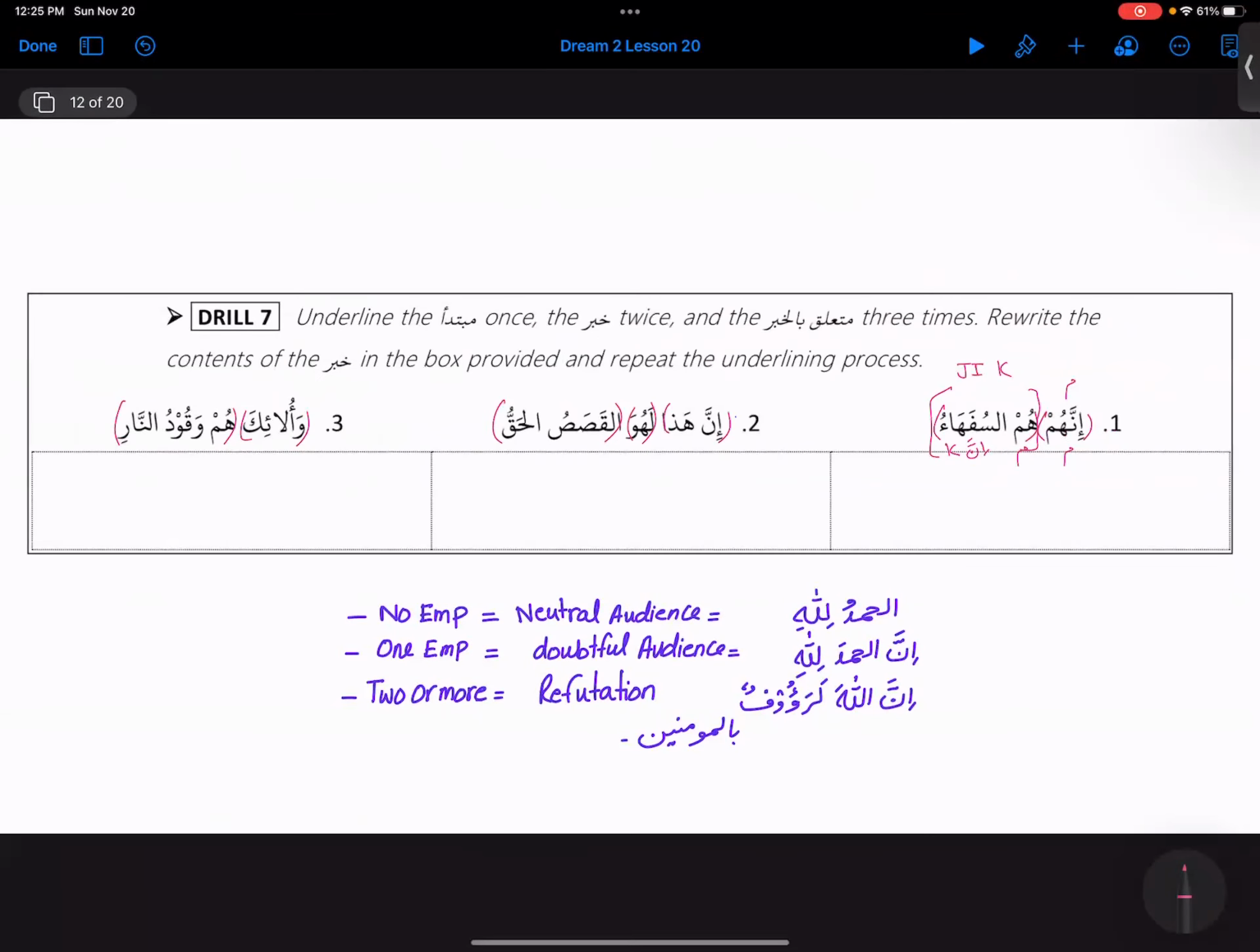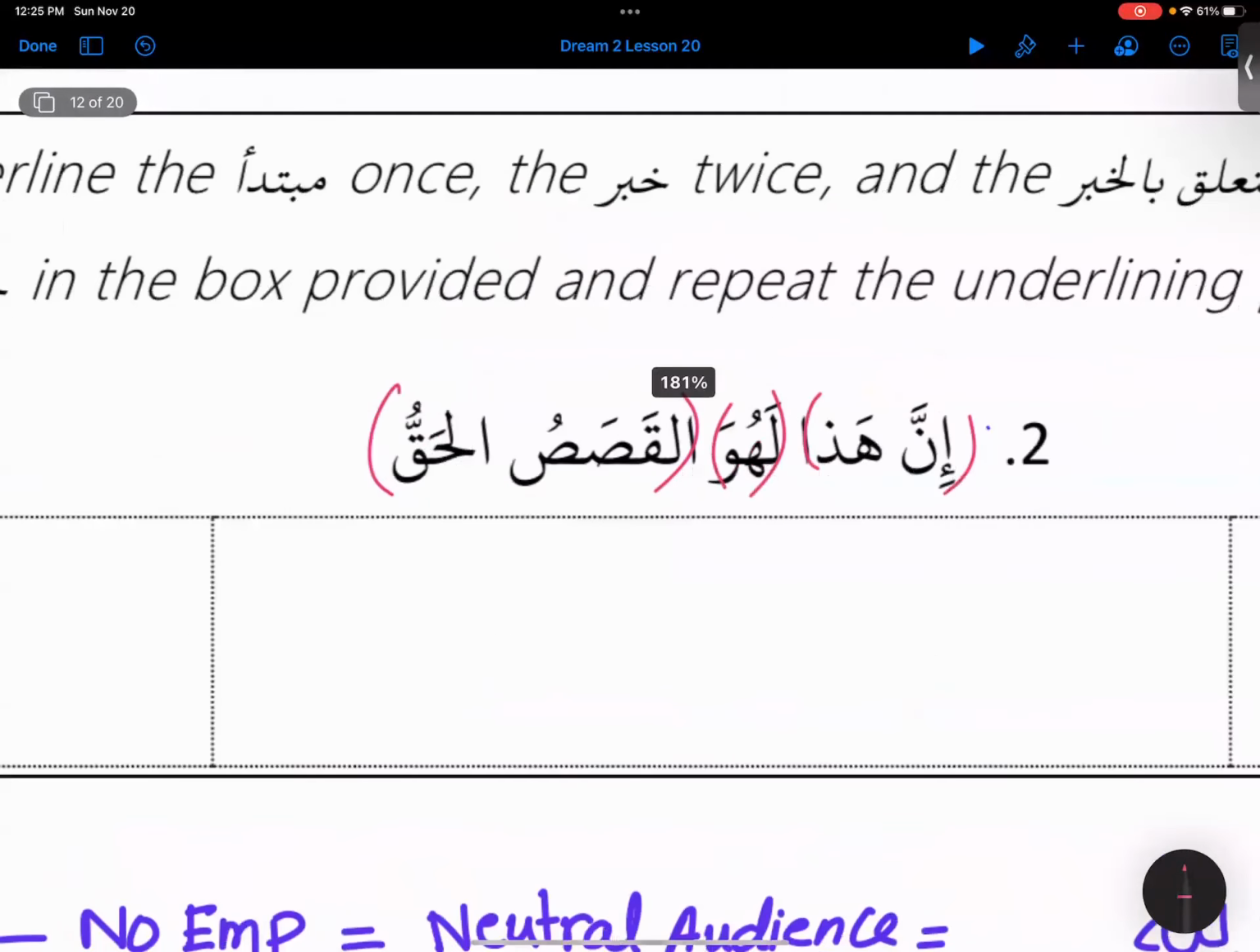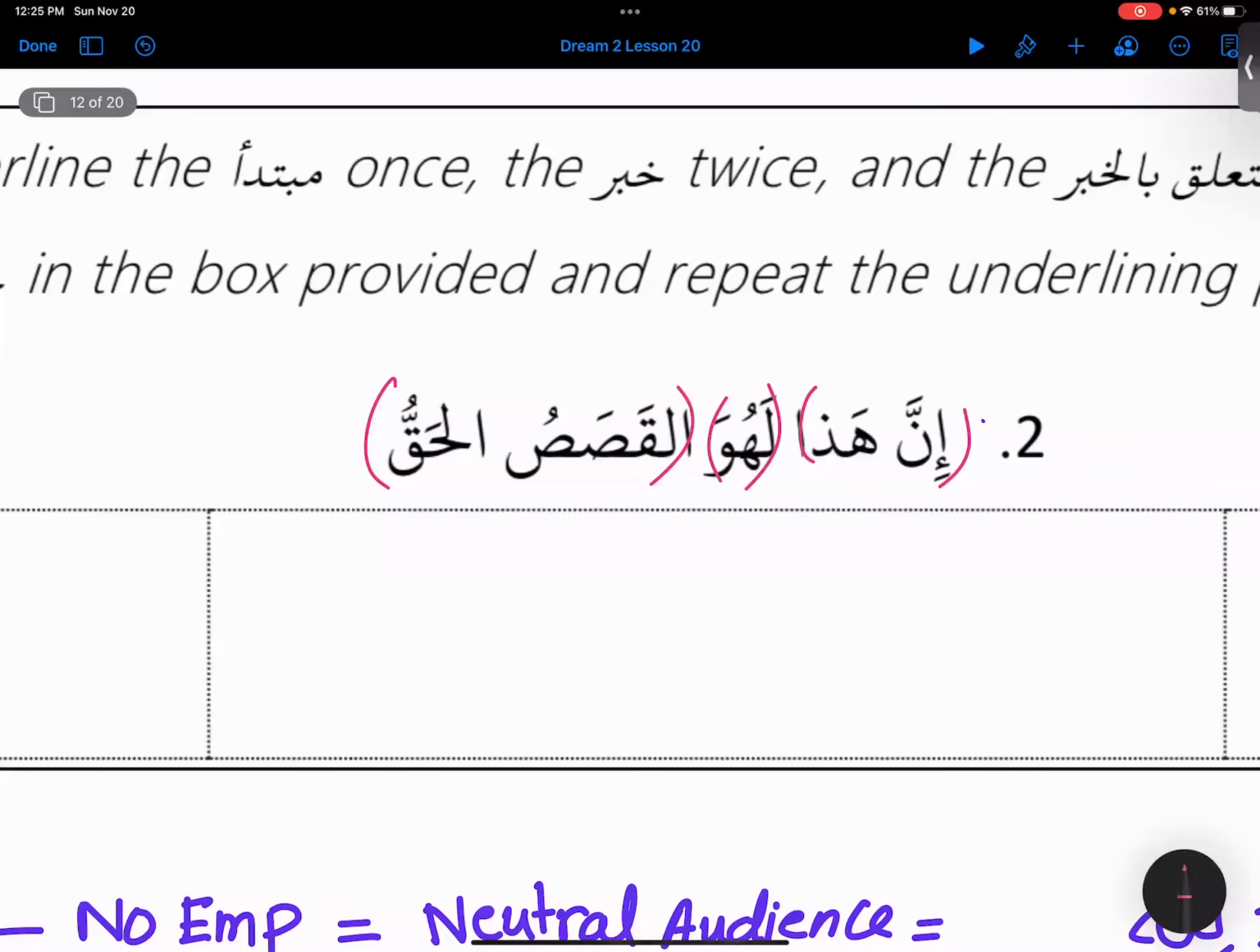So this one is shibh jumla. Which one is the shibh jumla? There is no sufaha. Shibh jumla is jar majrur, a fragment. Okay, jazakallah khair. And then it says, inna hadha. So inna, and then hadha, what is this hadha doing here? It is ism inna, so this is the mubtada. And then lahuwa.